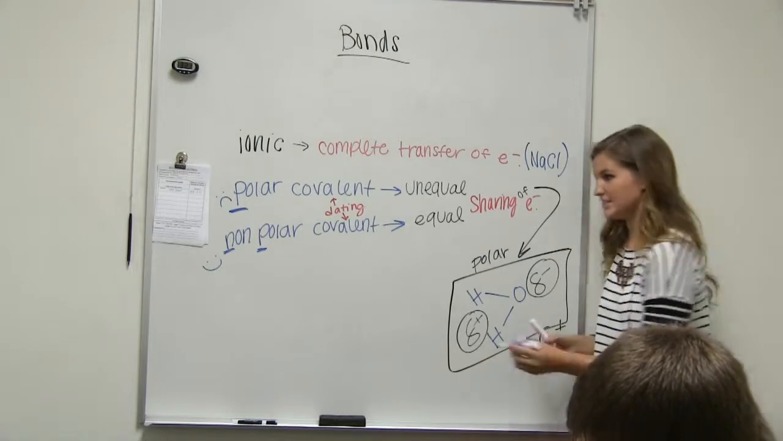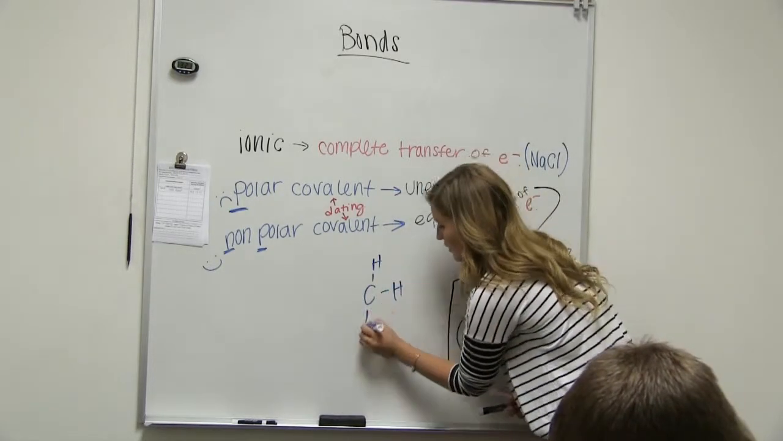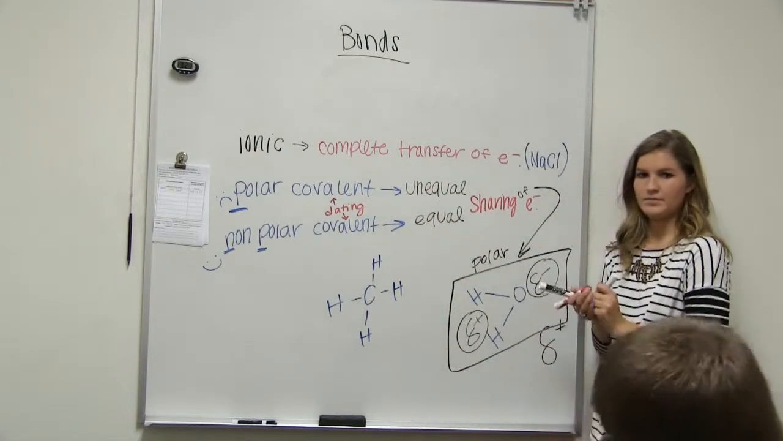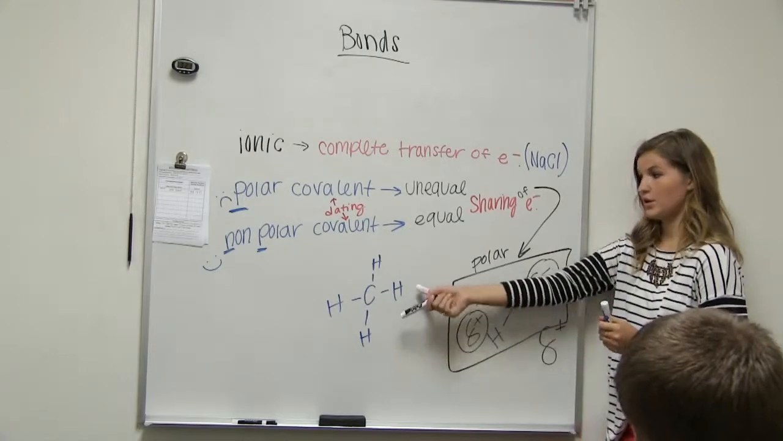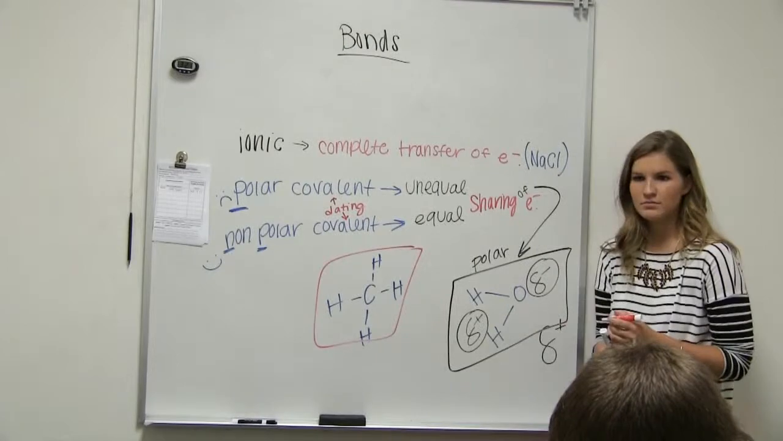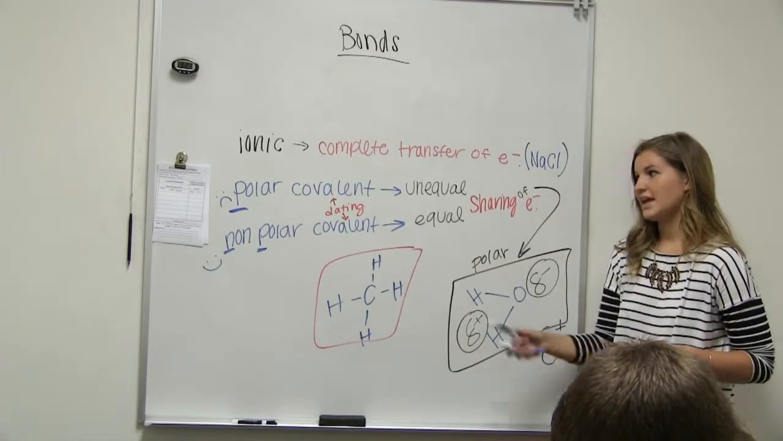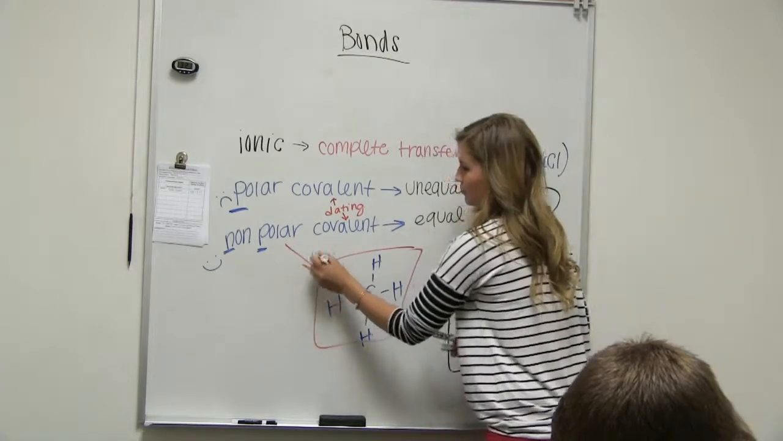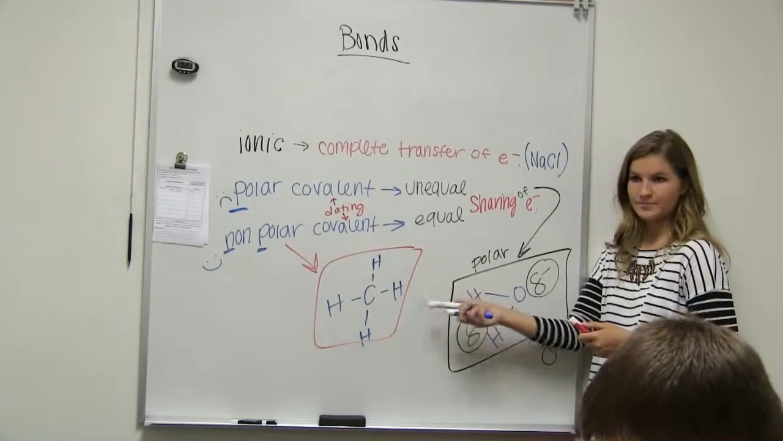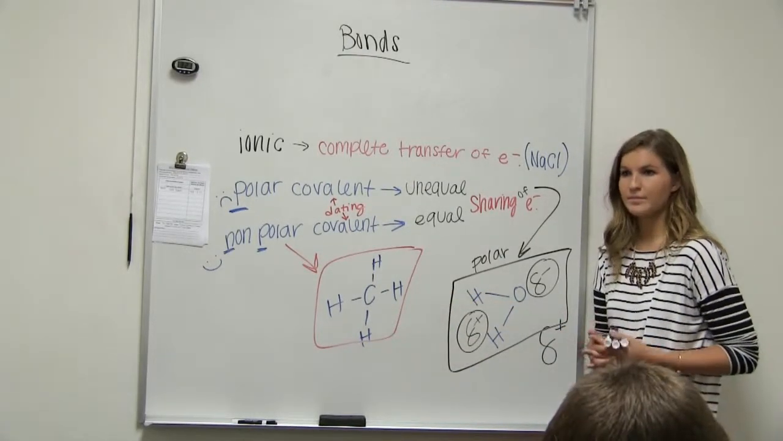Compare and contrast this to if I give a carbon, 4 hydrogens. If you look at that molecule, you can see, okay, it's pretty symmetrical. We don't have any delta positive or delta negative signs. So you can say, okay, that one's probably going to be our nonpolar, because it's equal on all sides. Awesome, okay, that makes sense.